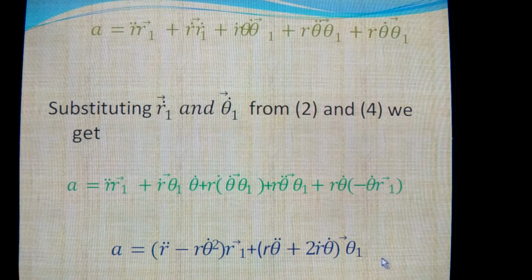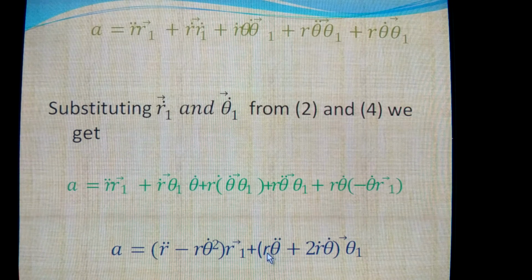Similarly, plus, take theta 1 bar common. Theta 1 bar is here and one more theta 1 bar is here, so in these three terms theta 1 bar is common. We get r dot theta dot, and here also r dot theta dot, so these give 2 r dot theta dot, and r into theta double dot is left. So this is the expression for acceleration.